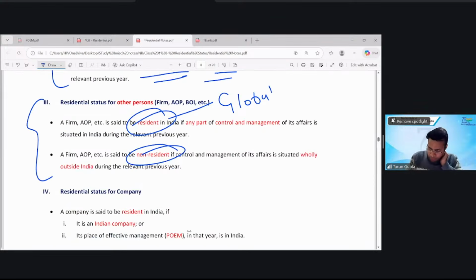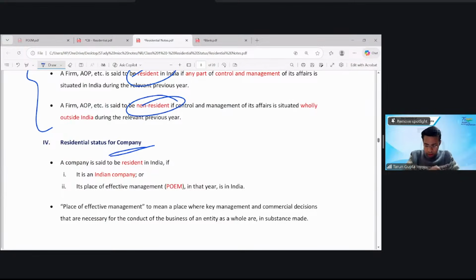Now we'll move to the residential status of a company. This is a new concept for you. Okay, you have not studied it in IPCC. So what does it say? A company is resident if it's an Indian company. So if you are an Indian company, meaning a company incorporated under the Companies Act 1956 or 2013, then by default you are a resident company. Your global income is taxable.